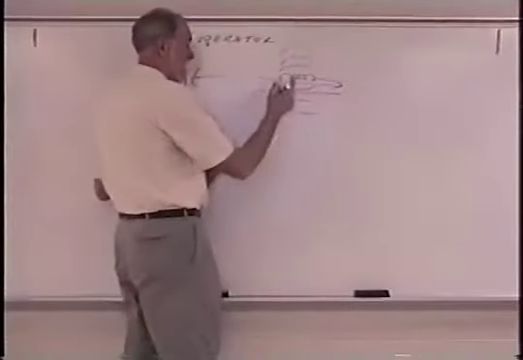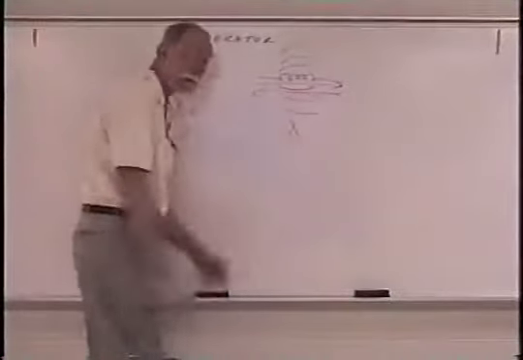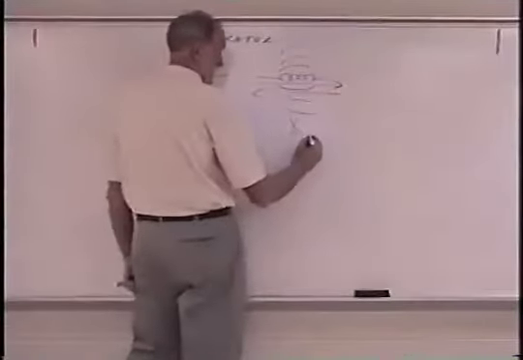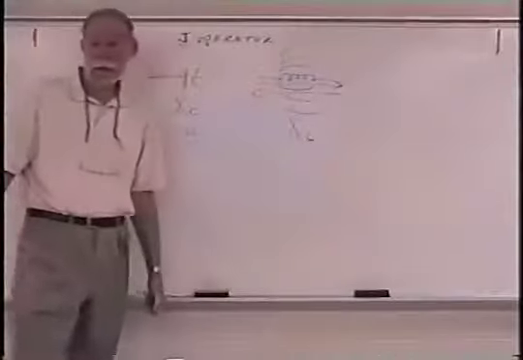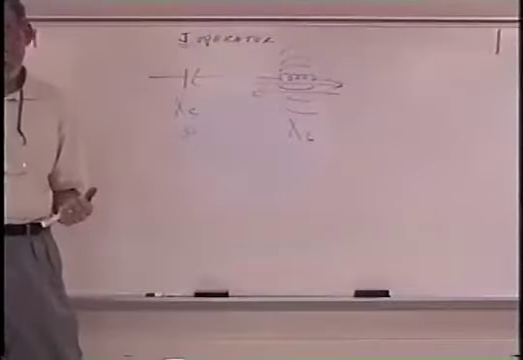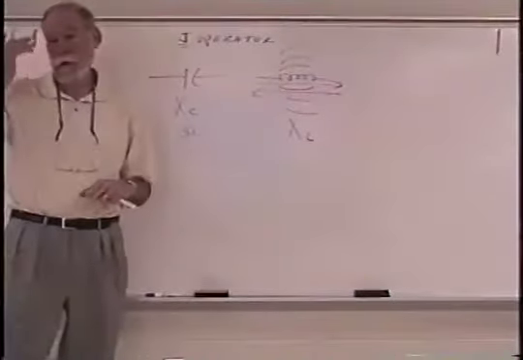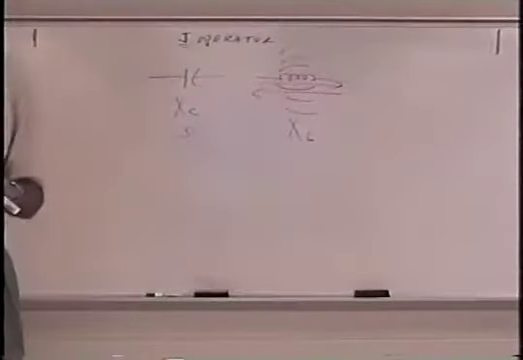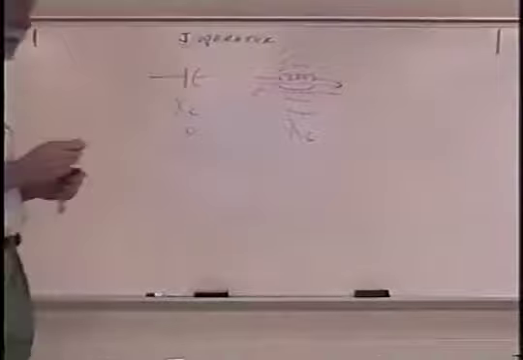The opposition to current that an inductor has for AC is X sub L. That is known as inductive reactance. And again, it's called reactance instead of resistance because it is due to stored energy and not due to friction.